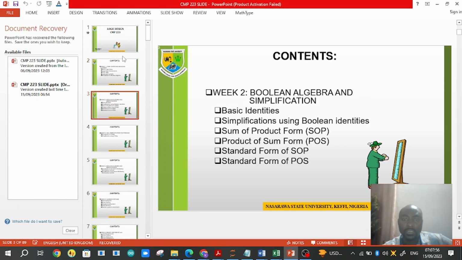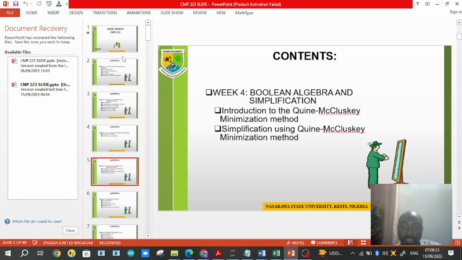In today's class, which is week 2, we are going to continue by looking at Boolean algebra and simplification. We'll begin with basic identities and simplifications using Boolean identities. We'll look at the concept of sum of product form, SOP, and product of sum form, POS, and then the standard forms of SOP and POS. So without wasting much of our time, let's begin today's class.